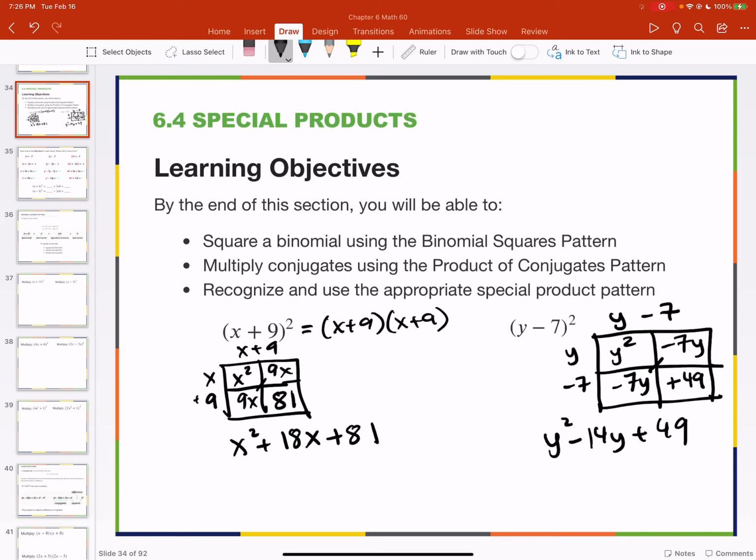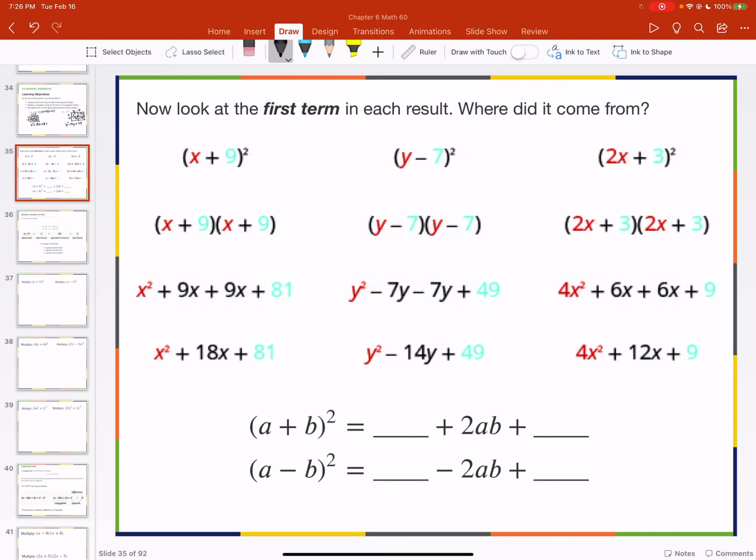So let's look at it a little bit more closely. Here, if I was to multiply them out, you notice that the 9x happened 2 times in the box. And then you see here that the negative 7y happened in the box. And if I was to do 2x plus 3 squared, you would see that the middle two terms are exactly the same. Okay, so the first term is squared and then the last term is squared. Right, so notice that x squared, 9 squared is 81, y squared, 7 squared is 49, 2x times 2x is 4x squared, 3 times 3 is 9.